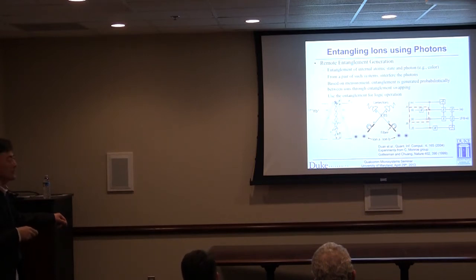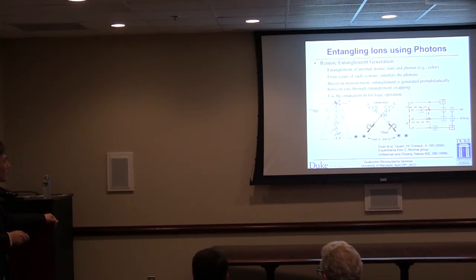Okay, so long story short, if I have a chain of ions here, I want to do a CNOT operation between this ion here and that ion over there.